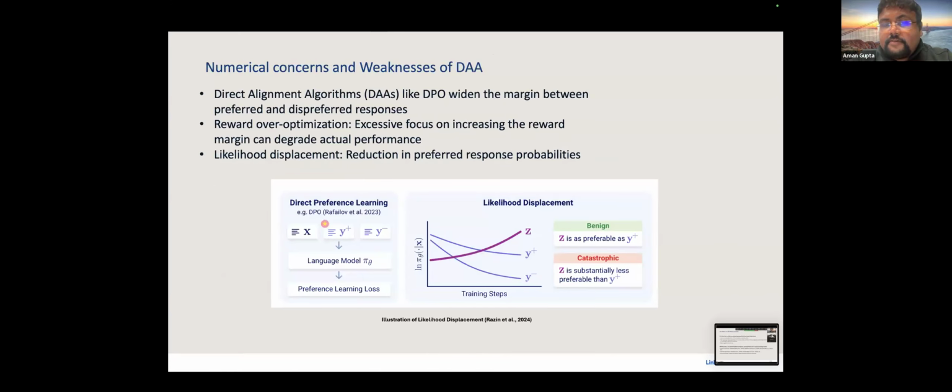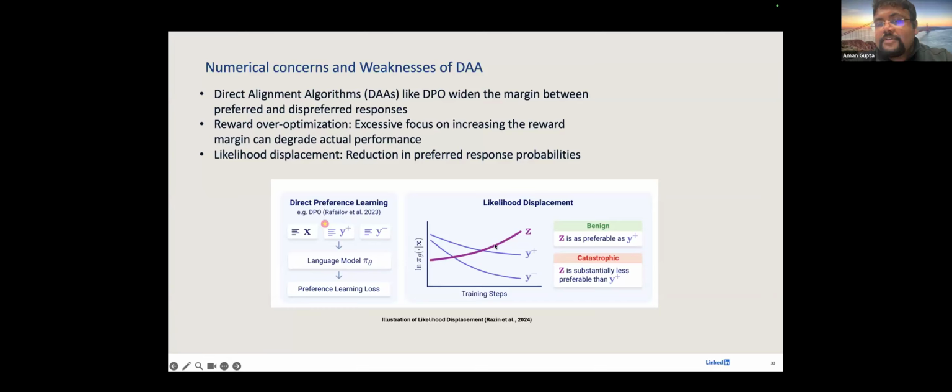Now, some of these methods, like DPO, are called direct alignment algorithms. They actually lead to some kind of issues in training. So one issue in training is you typically want the margin between preferred and dispreferred responses to widen. And sometimes when you optimize using DPO, you can excessively lower the probability of both the preferred and dispreferred response. So here's an illustration from a famous paper called likelihood displacement, where for a preferred response y plus and a dispreferred response y minus, we see that both their likelihoods go down with time. Y minus goes down more, but even y plus starts going down a lot.